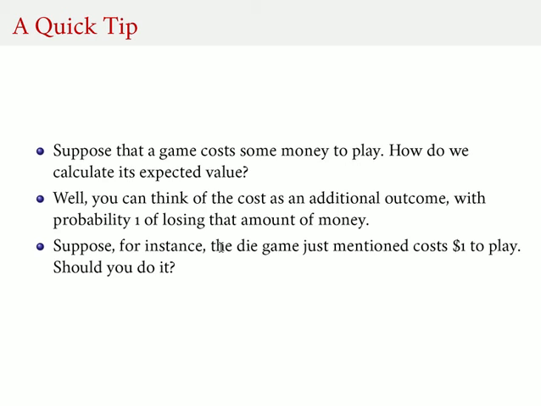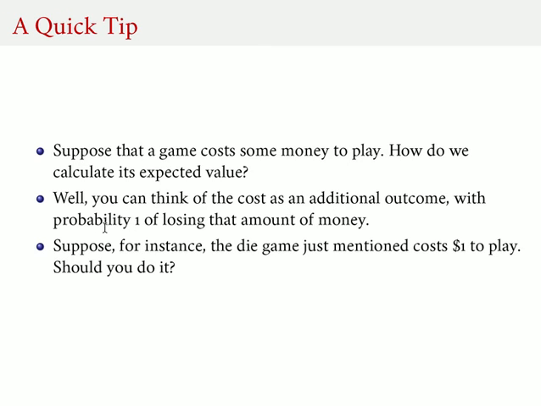So suppose that a game costs some money to play. How do we then incorporate that cost of the game into the calculation of the game's expected value? And here is the simplest way. You can think of the cost as an additional outcome where that outcome has a probability 1 or 100% probability of losing that amount of money, which is a cost.